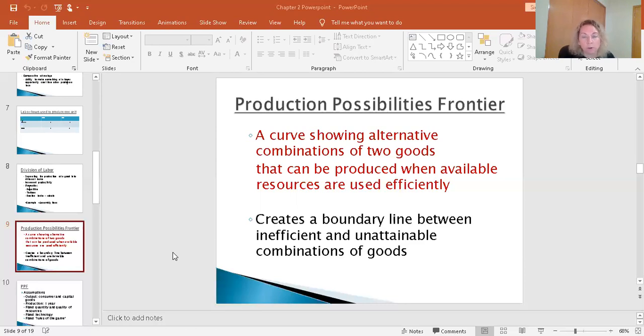So the nice thing a PPF does is it creates this boundary line between what's impossible to achieve given your current pool of resources and what is inefficient: combinations of goods that could be produced with your resources. Most of us are inefficient. You and I, I promise, are not productive every minute of every day. And most companies, okay, I'm going to go out on a limb and say all companies, are not efficient either with their resources. We do have a lot of waste.